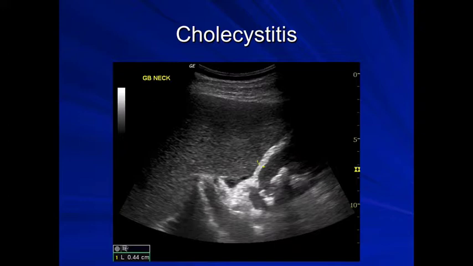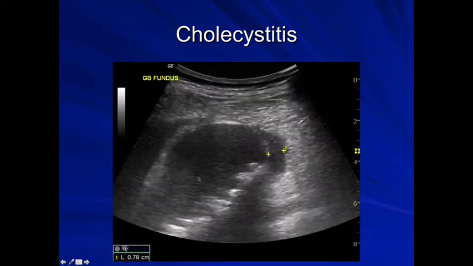So here is another example of cholecystitis. Here we have multiple stones within the gallbladder. We have a thickened gallbladder wall. We have a little bit of fluid in the pericholecystic space. The patient was febrile and was tender. This was a man, he was an elderly man, and he actually presented in septic shock.